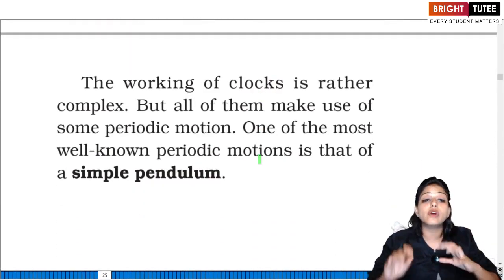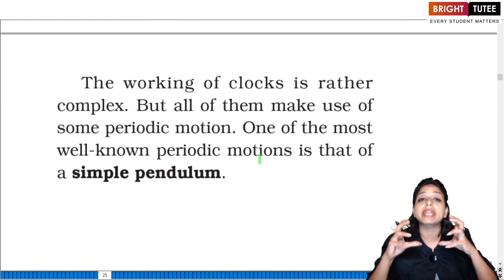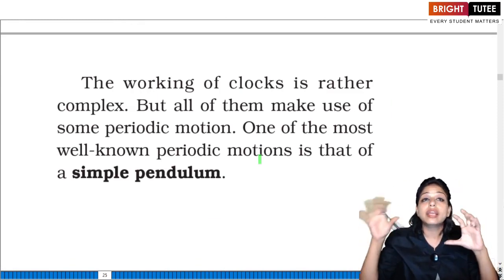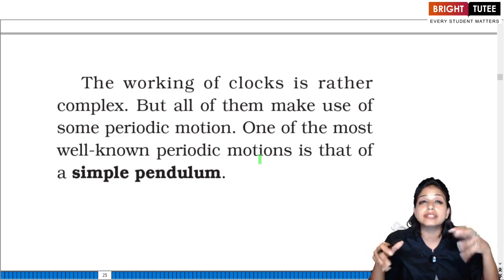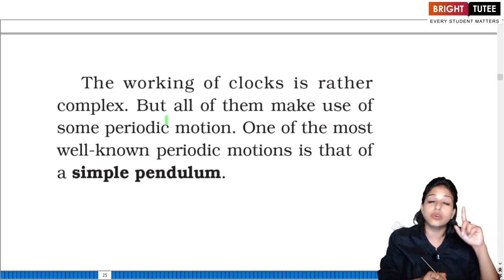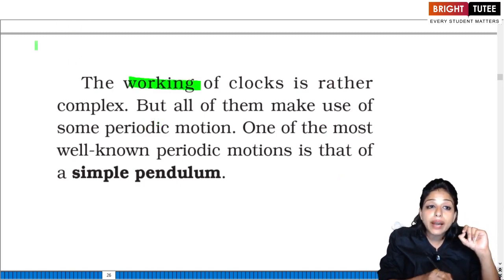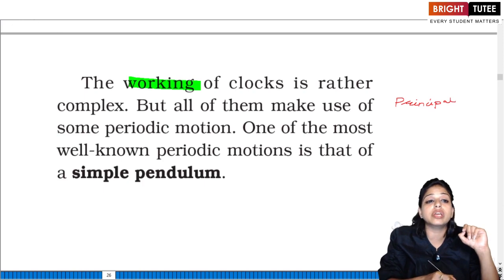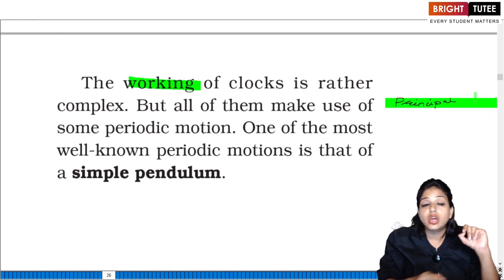Now, how do these clocks and watches actually measure time? The working of a clock is very complex because it's a mechanism. How one tool makes the other tool work, or how three tools can work together. It is about gears, it is about the mechanism going in. But we are not going into the working, we are going into the principle. What is the principle of the working of watches? How does a clock work?